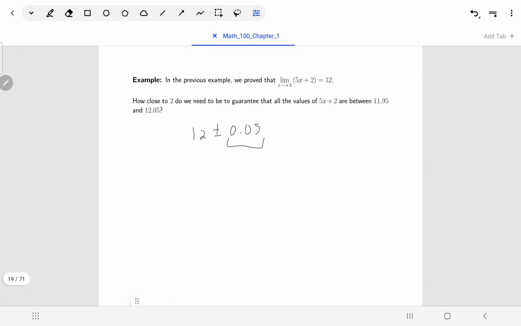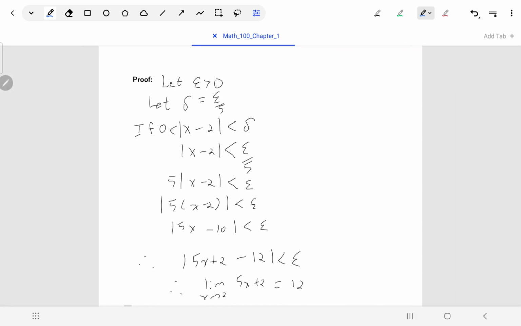So in other words, what we've just said here is that in the little example that I've got coming up, epsilon is 0.05. So I'm asking how close to 2 do we need to be to guarantee that all the values of my function are within epsilon being 0.05 of 12. We want to know how close to 2 we need to be. In other words, we want to know what is delta. And so we know from our previous proof that delta was just going to be the same thing as epsilon divided by 5.